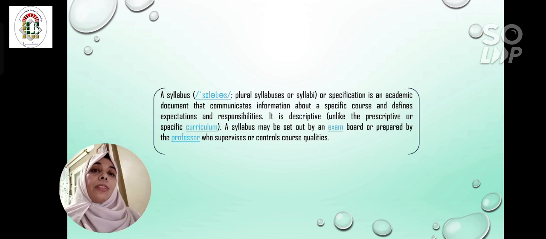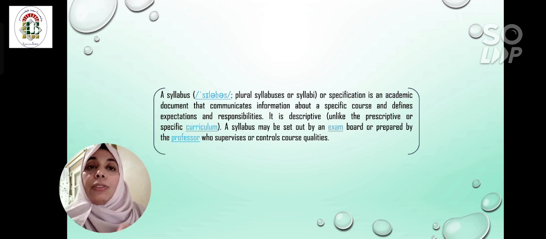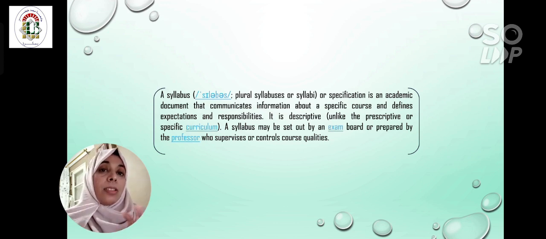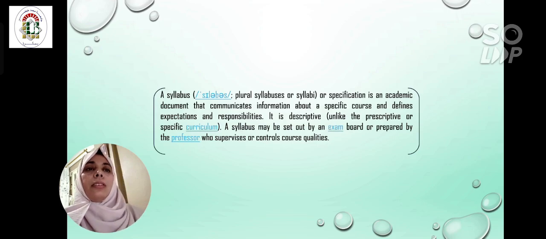qualities. So we have a professor or a teacher, and we have an exam board. So we can have a group of people having the same syllabus. If we have many teachers of the same course, they will all agree on making a unique syllabus. Or it is done by one person. For example, when talking about a lecture, we have just one lecture per week, so it is presented by only one person, so he is going to be the only person who designs the syllabus.